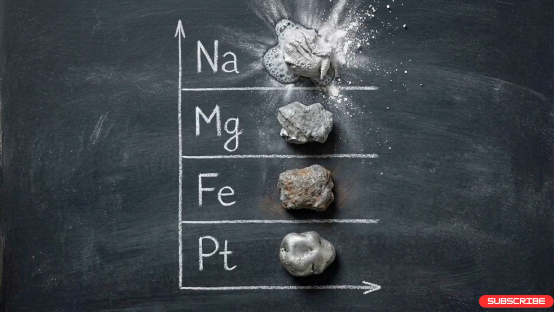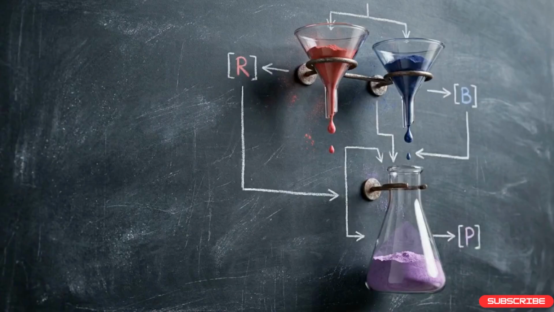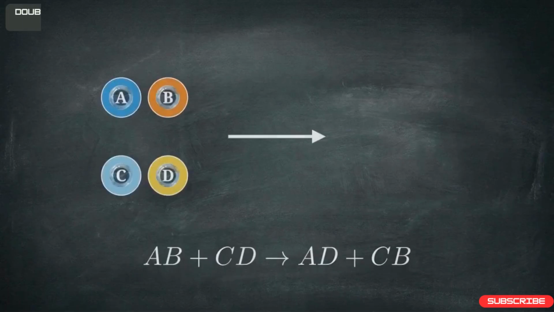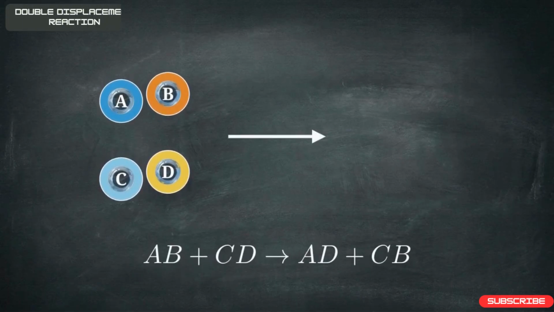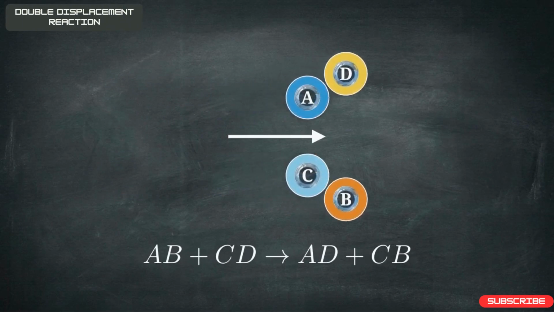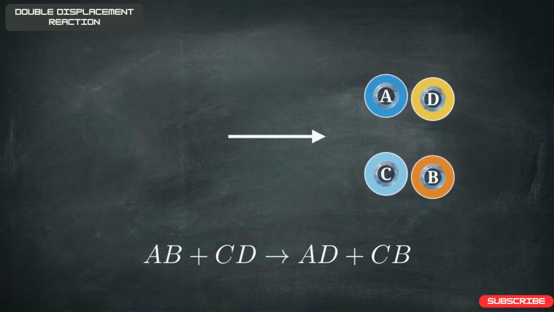Single displacement proves that molecular bonds are not permanent fixtures. They are continuously governed by an absolute hierarchy of chemical dominance. We can expand this competitive hierarchy into a scenario of mutual, simultaneous exchange between two reactants. In a double displacement reaction, the constituent ions of two compounds seamlessly trade partners to generate entirely new chemical pairs.